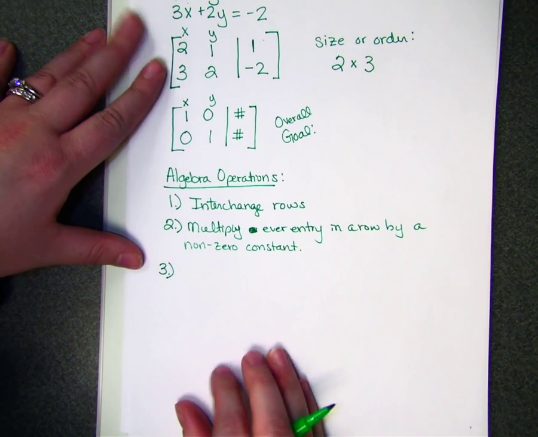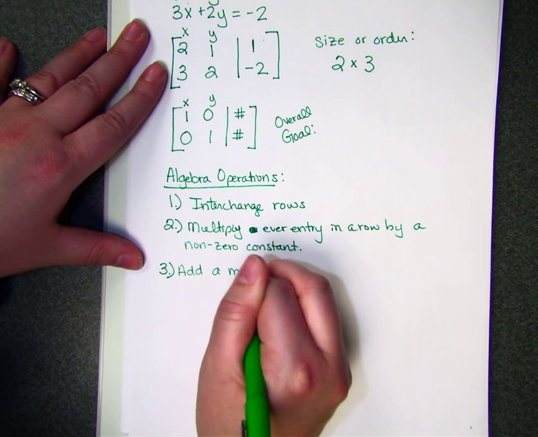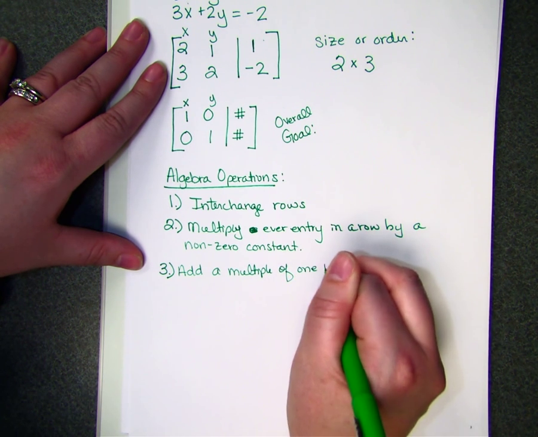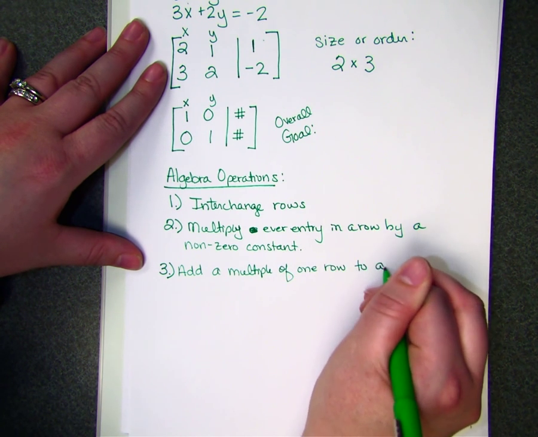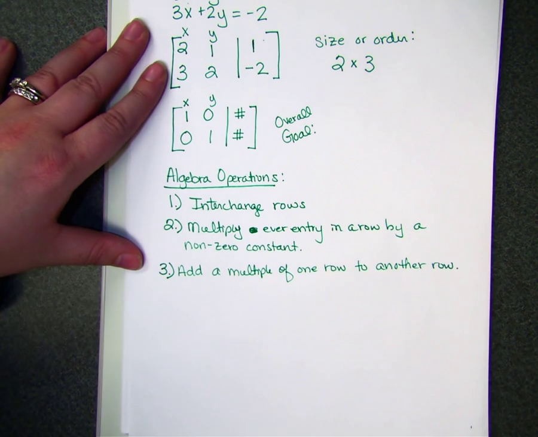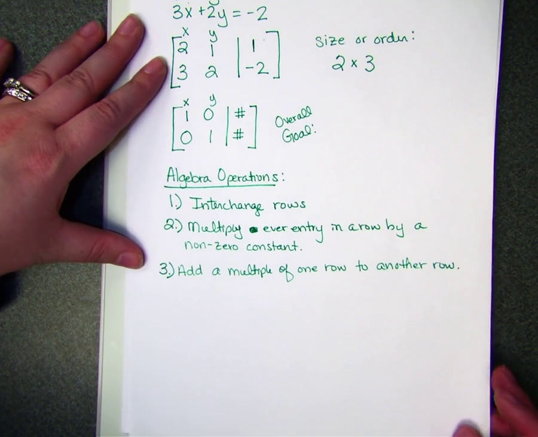And the third thing we're allowed to do is add a multiple of one row to another row. So these are the three things that we're allowed to do with matrix operations.